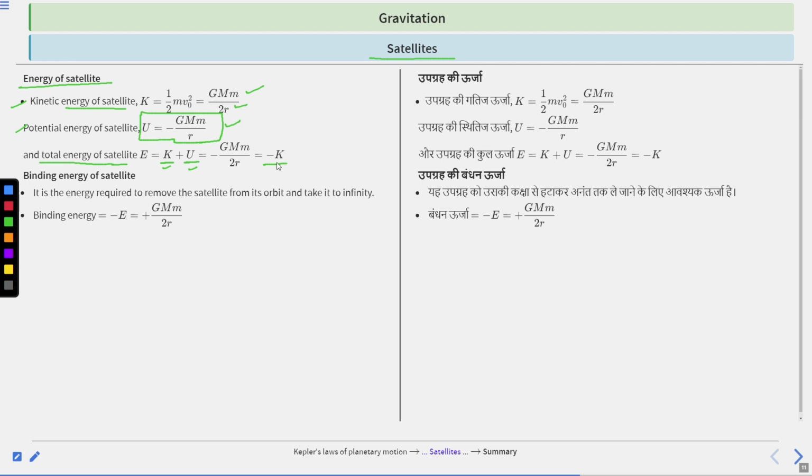Clear? Next is binding energy of satellite. Binding energy of satellite is the energy required to remove the satellite from its orbit and take it to infinity. Clear? So it's called binding energy of satellite. And the formula of binding energy of satellite is equal to minus E, which is equal to plus GMm divided by 2R. So this is the binding energy of satellites. Clear? Energy of satellite, and this is the binding energy of satellite.